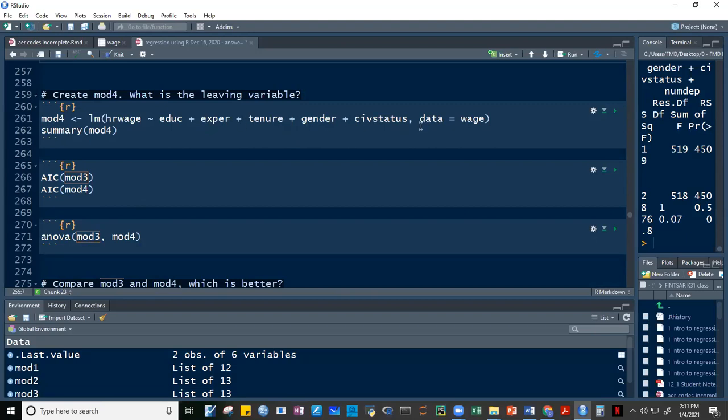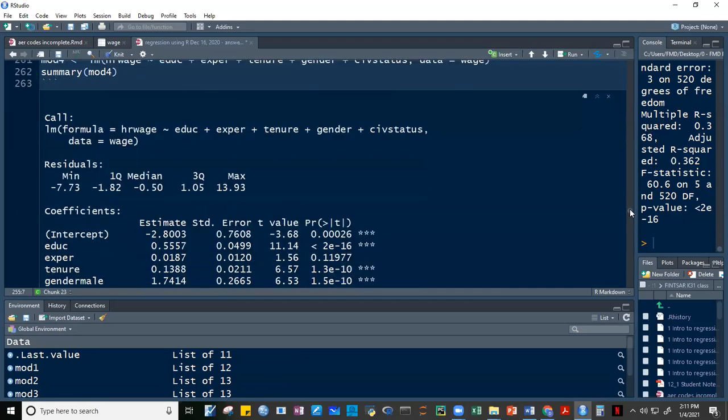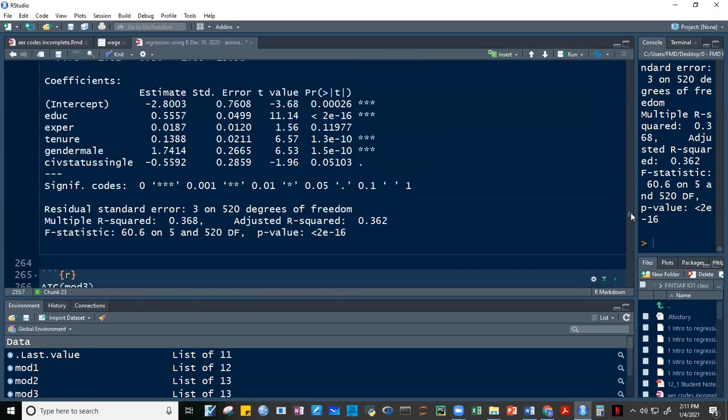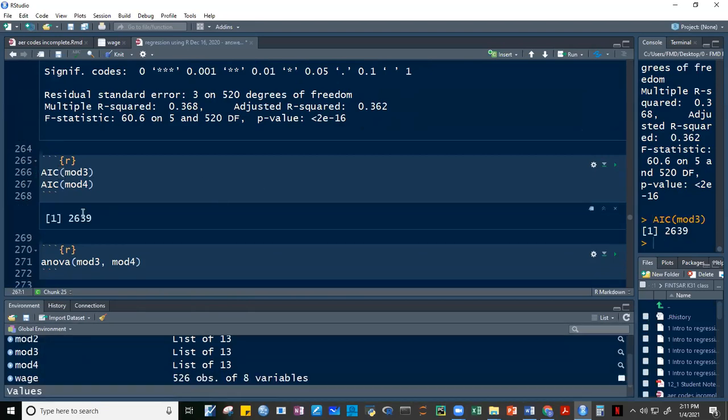Wala na si number of dependents dito. 1, 2, 3, 4, 5. 5 na lang yung regressors natin dito. Okay, so let me run this. Okay. Adjusted R squared 0.362, no? Parang lumiit yung adjusted R squared niya. Okay, but again, we don't base it here. Then tatatlo pa lang din yung significant: gender, male, tenure. Pareho pa rin yung mga significant, no? Pareho pa rin.